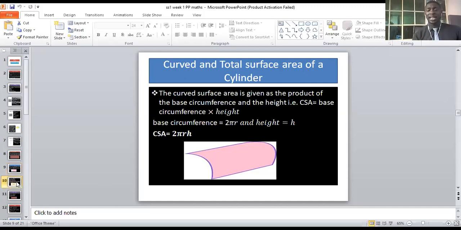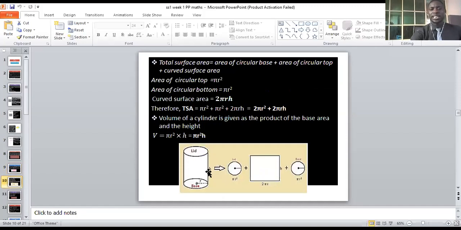So splitting out a cylinder, look at how it's split here. This is the cylinder, the lid, the top, and the base. Look at it. This is the total surface area. The area of the circular top is pi r squared. The area of the bottom is what? Pi r squared. And the curved surface area is split like this. You can see the curved circumference is 2 pi r and the height is h. So you have 2 pi r h.